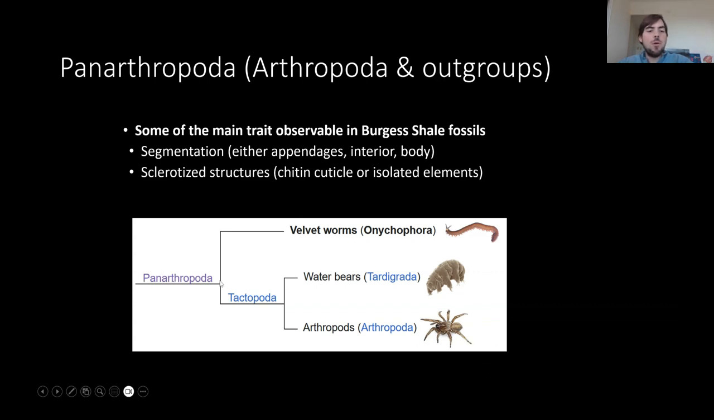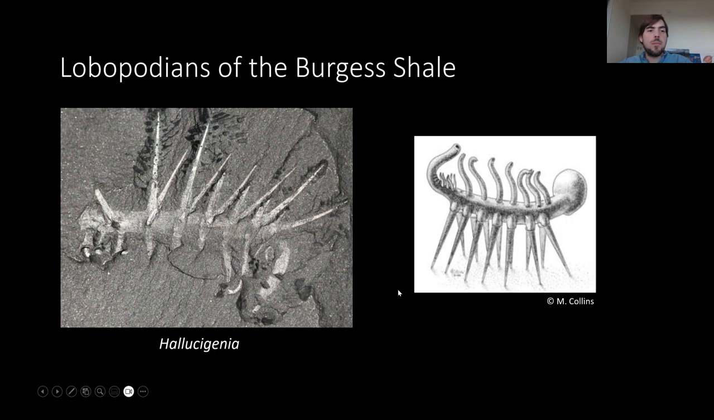And then as we go closer to arthropods, we have further and further structures that become sclerotized. So they become hardened thanks to the presence of chitin. These structures start as the tips of the claws in velvet worms and water bears, but in arthropods, all the body is fully sclerotized with chitinous structures. So we can understand the evolution of all these traits thanks to the fossil record at the Burgess Shale, which encompasses all of these with the exception of water bears.